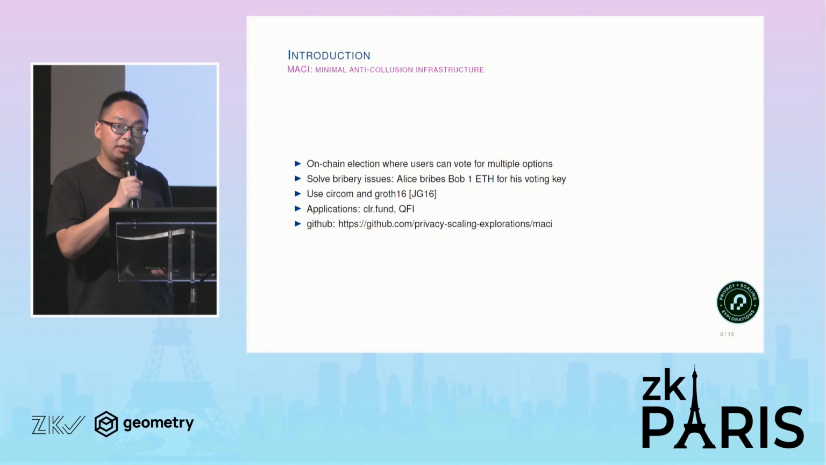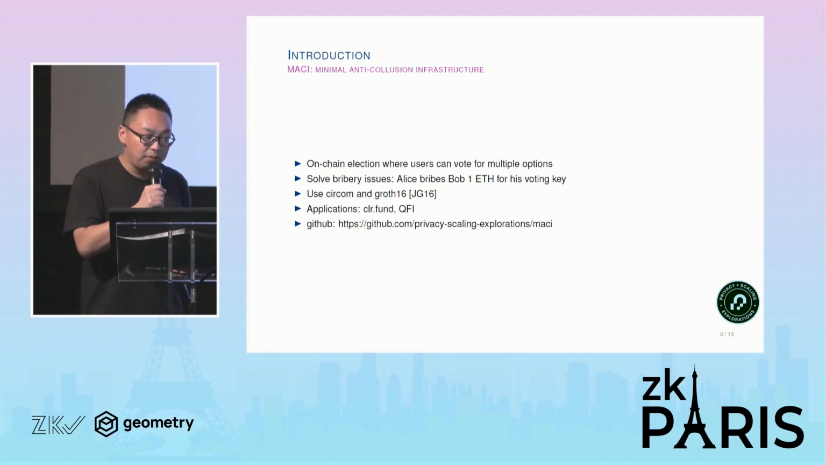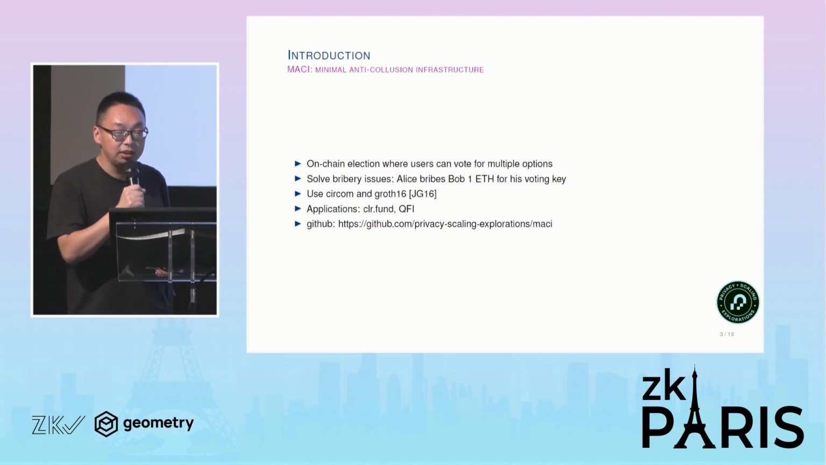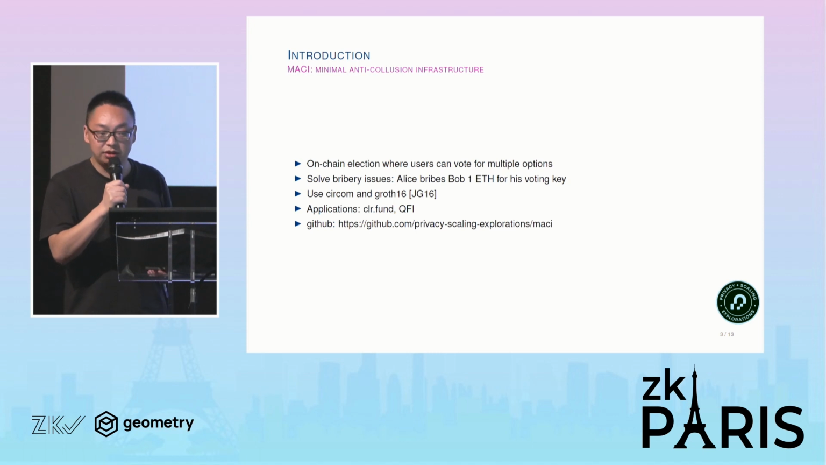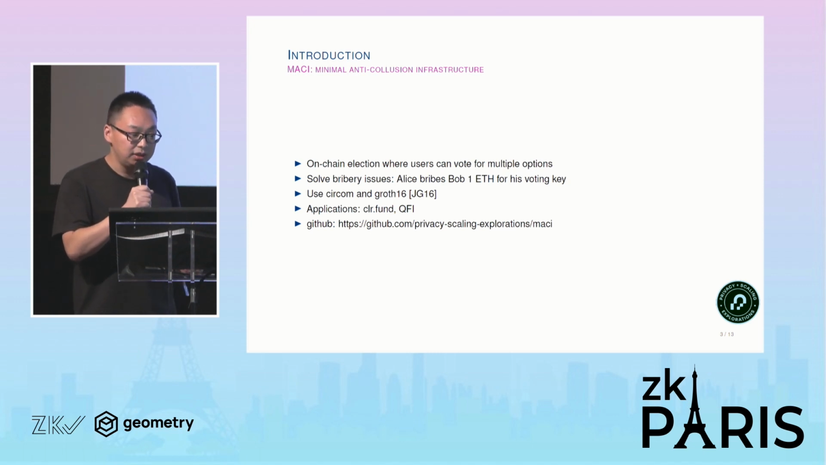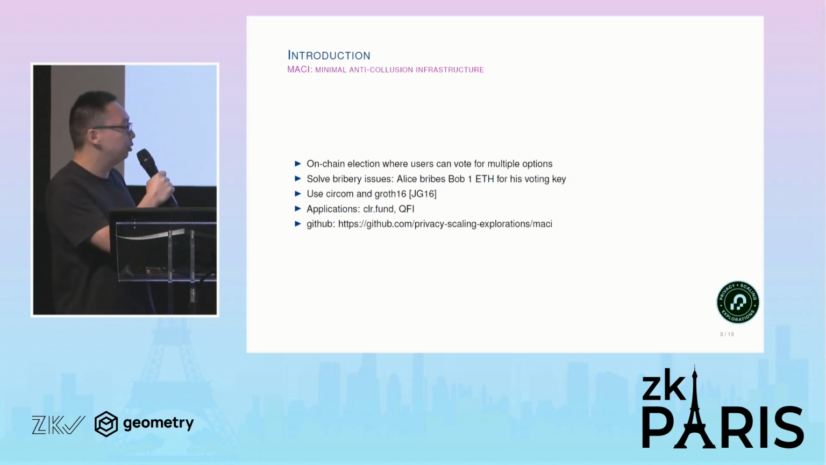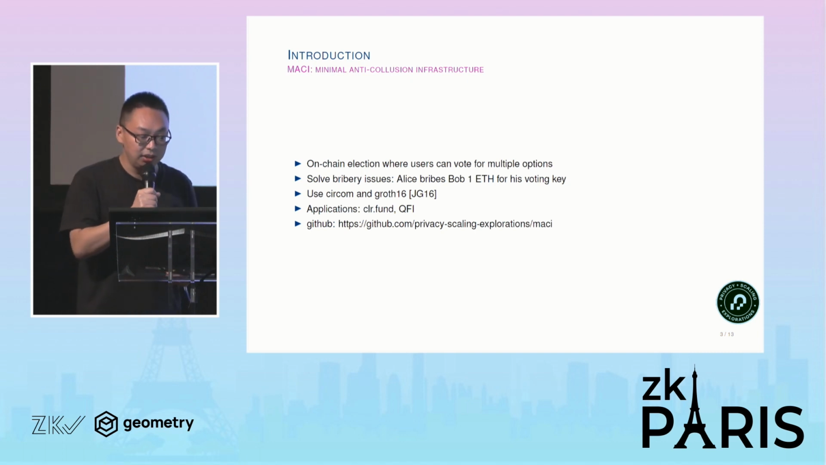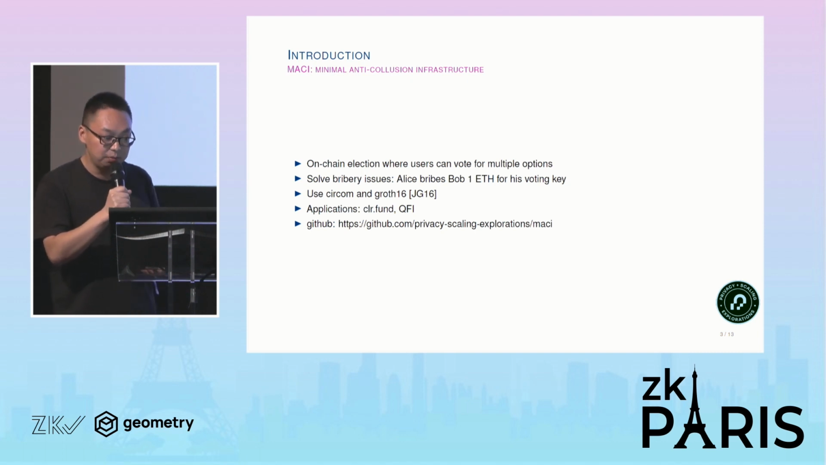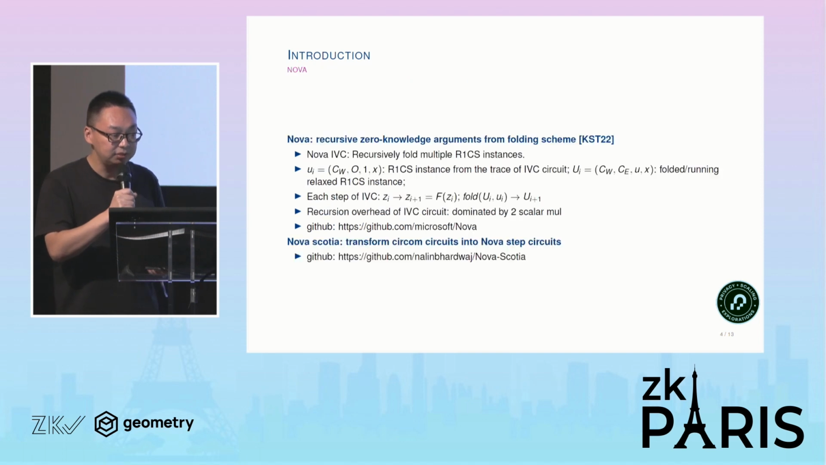The underlying technical part uses Circom, and the backend is Groth16. This is our current implementation. There are various applications, such as anonymous voting, as well as quadratic funding. clr.fund and QFI are 2 such projects. And the code base is under the PSE repo.